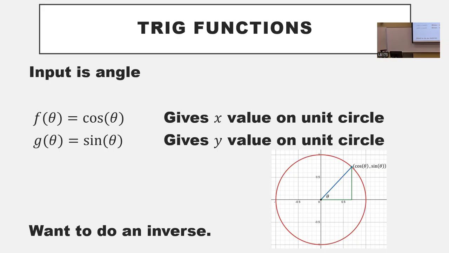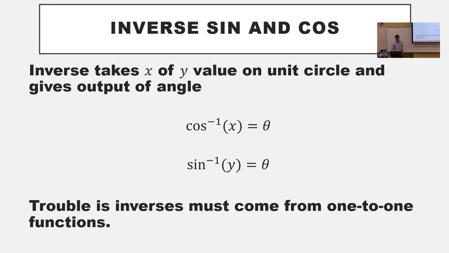Now what we're going to do is reverse that operation. We're going to start with the x value of a point on a unit circle, and we're going to get back the angle.